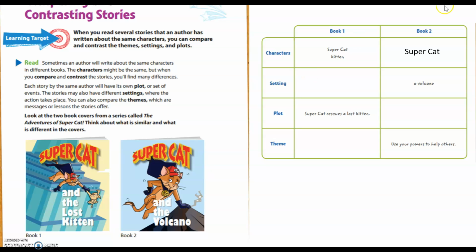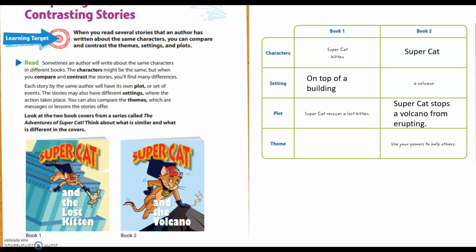So our characters in both texts are the same. We have Supercat in both. This one, text 1, has a kitten in it also. What is the setting of this first text? On top of a building. And then the second one is on a volcano. The plot of the first story is Supercat is rescuing this kitten. What's happening in the second story? Supercat is stopping a volcano from erupting.